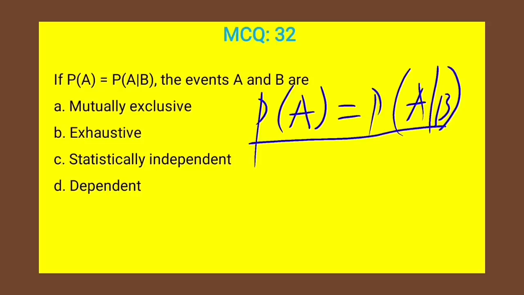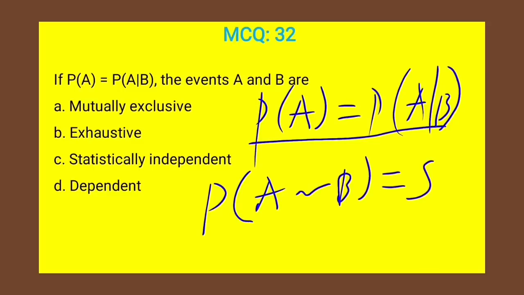Then exhaustive, you are saying that for the exhaustive, the probability of A or B occurring should be equal to the sample space, and in that case it becomes probability of A union B going to be the sample space. So here it is also not satisfying this. So that's also out.